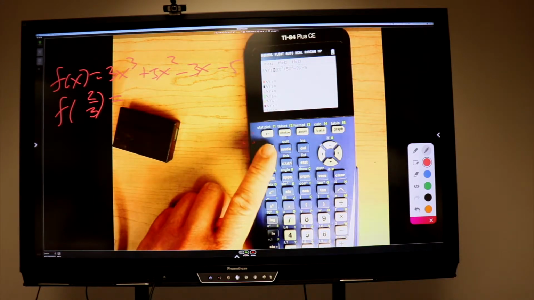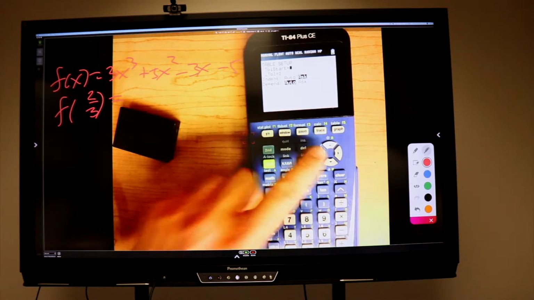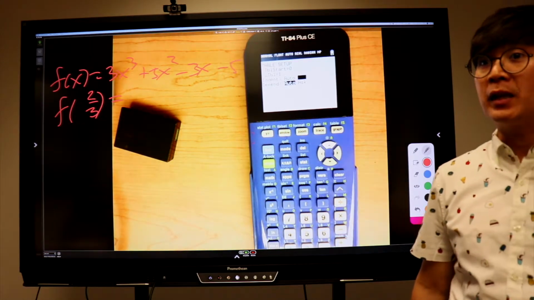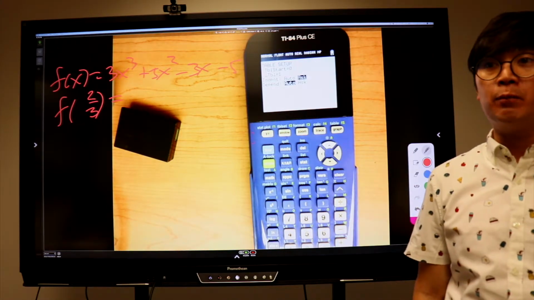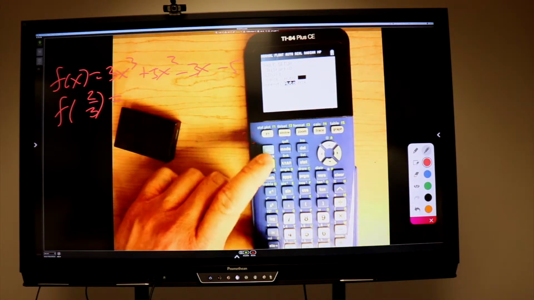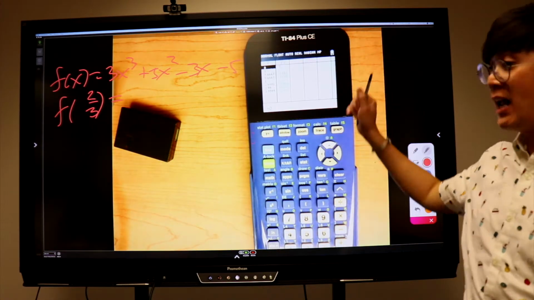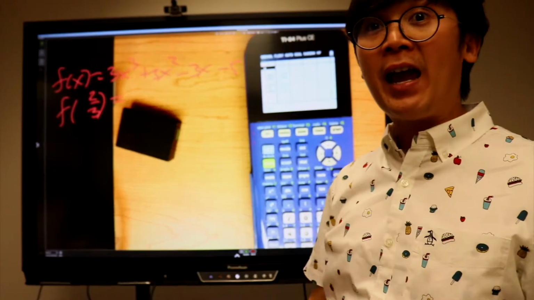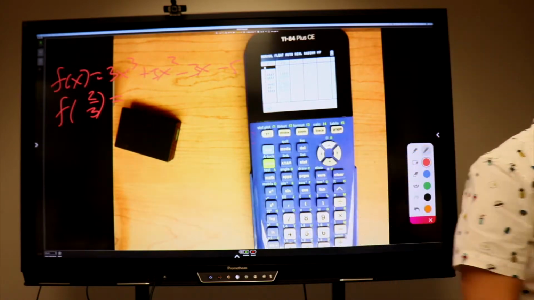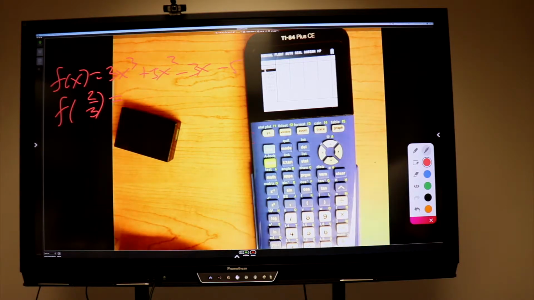Go to second function, Window. Go down, and for independent, go to ask instead of automatic. Because if it's automatic, your calculator will produce the numbers for you. But we don't want that. We want to produce our own numbers. So now that it's ask, go to second function, graph. And you will see a table of values. Do you see a table of values like this? Yours is supposed to be empty. Is it empty? So at x equals 2/3, your y value is negative 3.889.